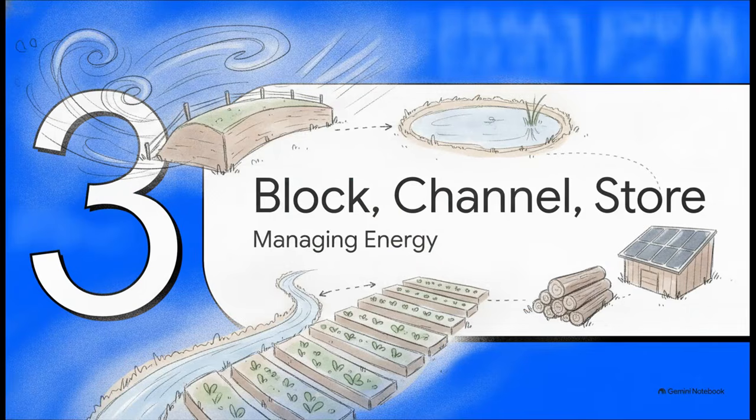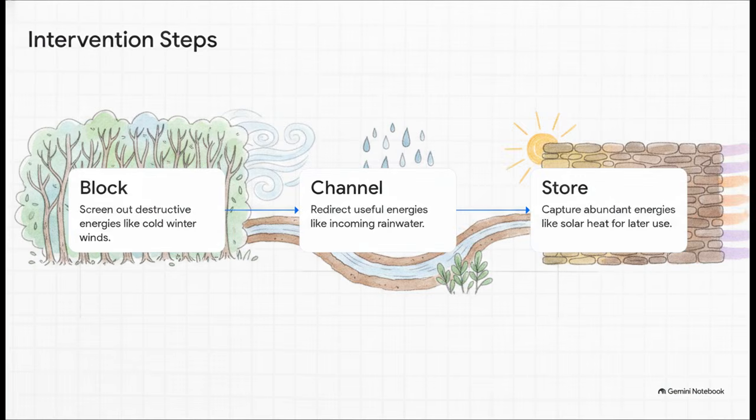Okay, moving right along to section 3, block, channel, or store. Now that we know what these wild energies actually are, how do we handle them at a practical, boots-on-the-ground level? Because, as we know, we can't just hit an off switch. Whenever one of these energies enters our sector map, we step in and place design components to do one of 3 very specific things. Number 1, we can block or screen out destructive energies.